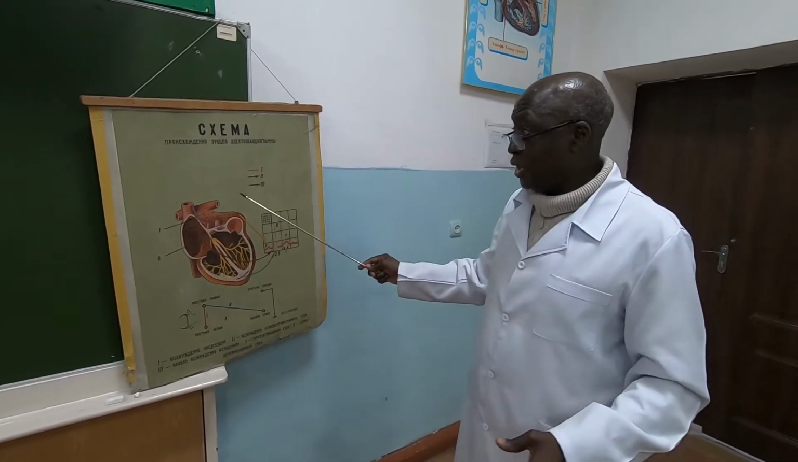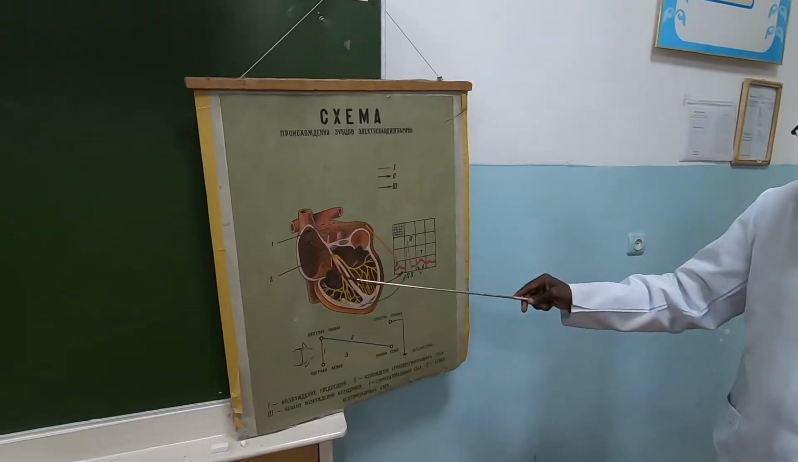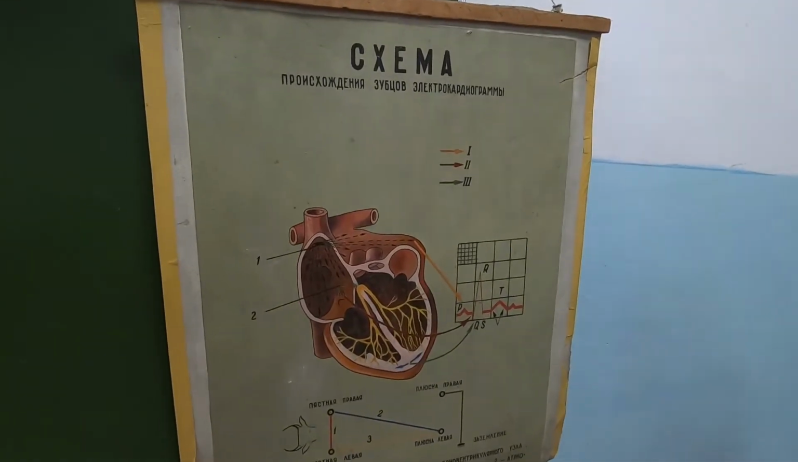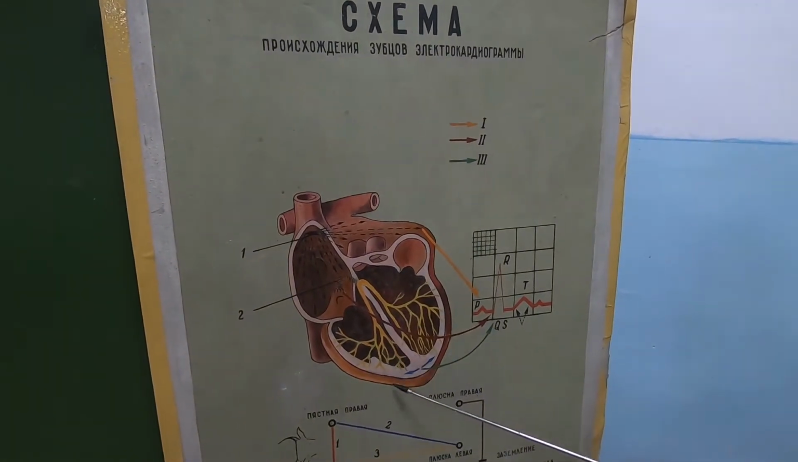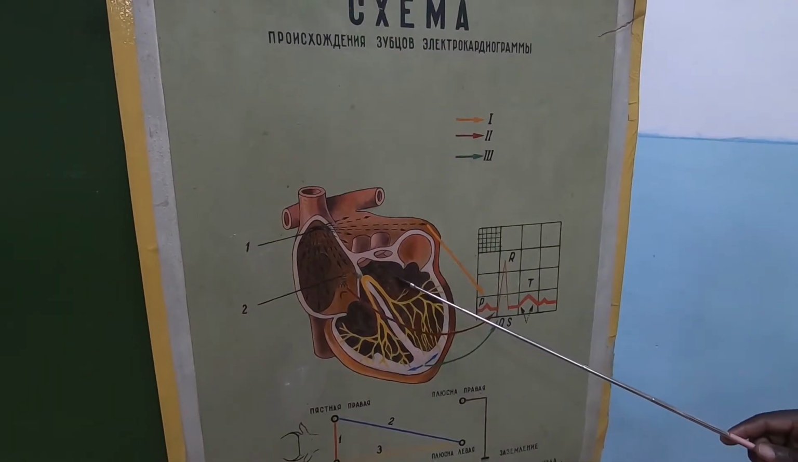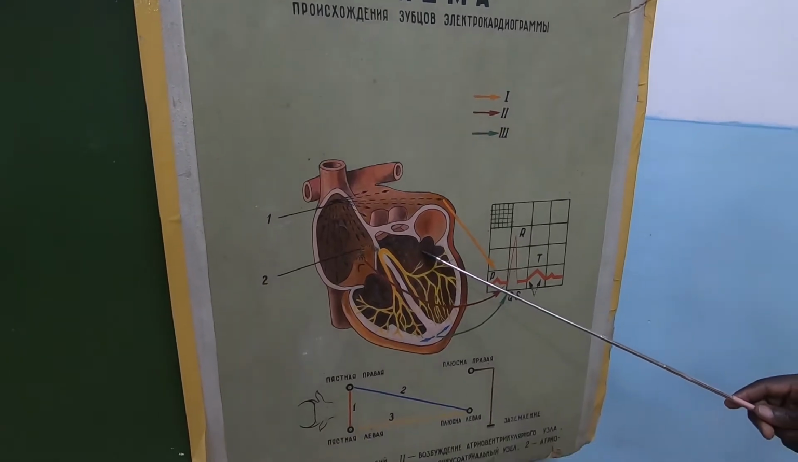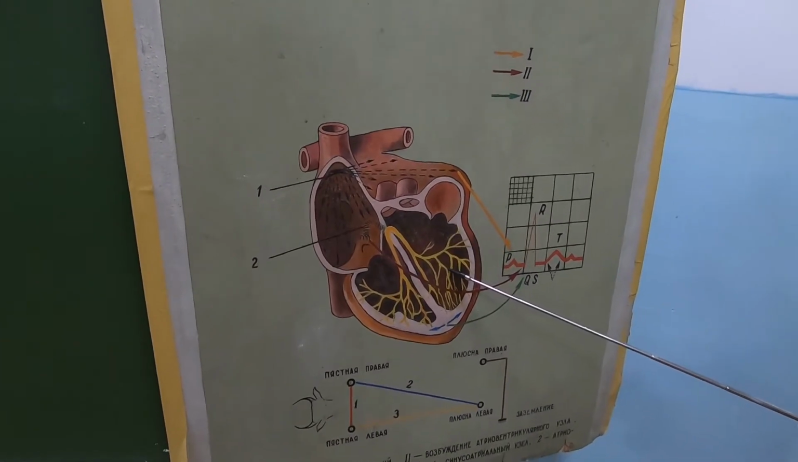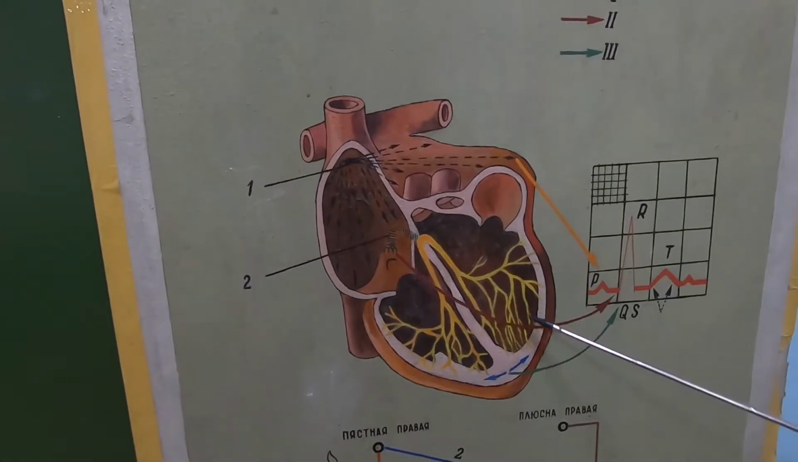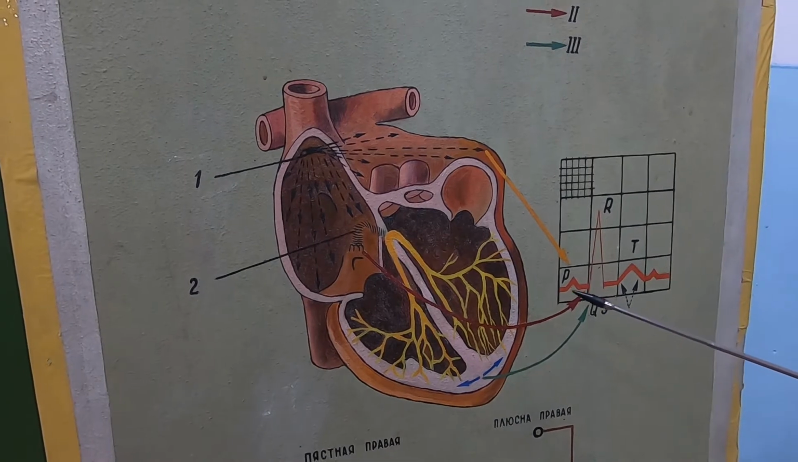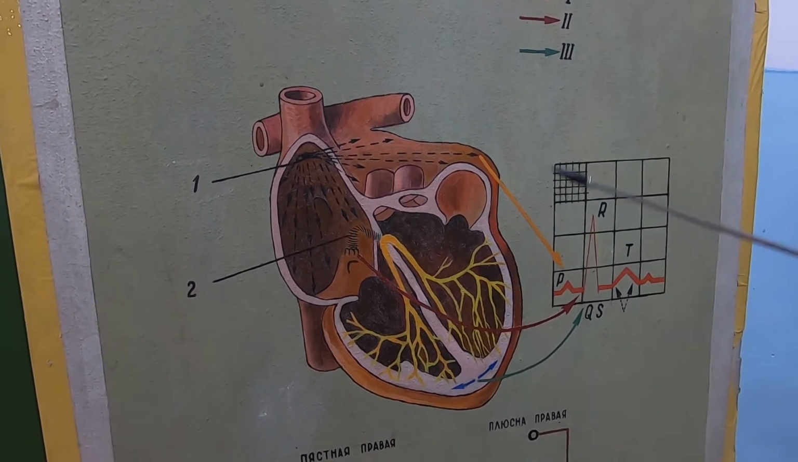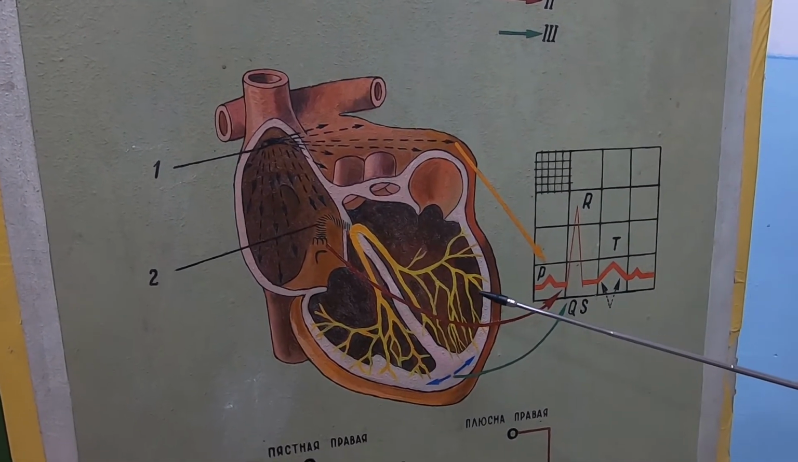So this is a typical structure of our heart. We know it is divided into 4 chambers: the right atrium, the right ventricle, and here we have the left atrium and the left ventricle. So as you can see, how our heart works independently.